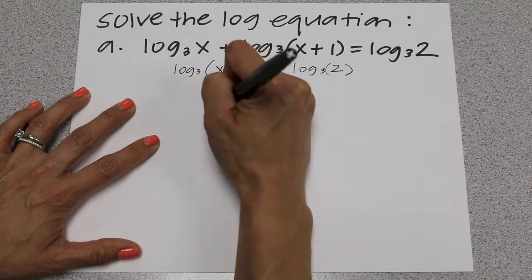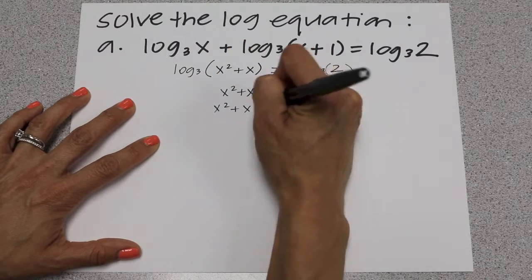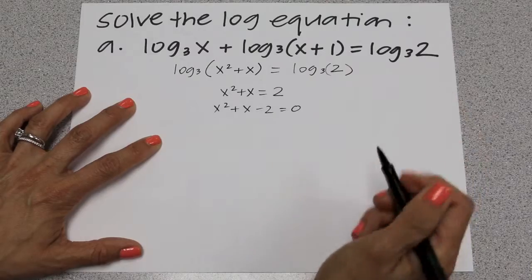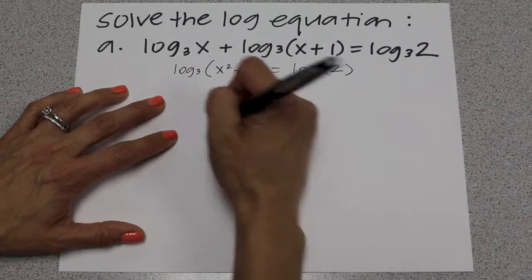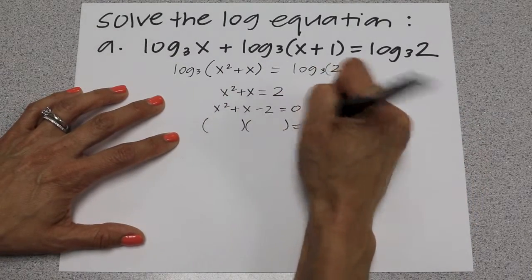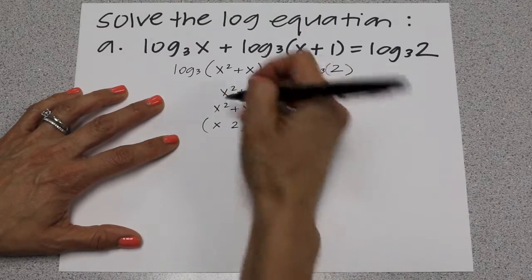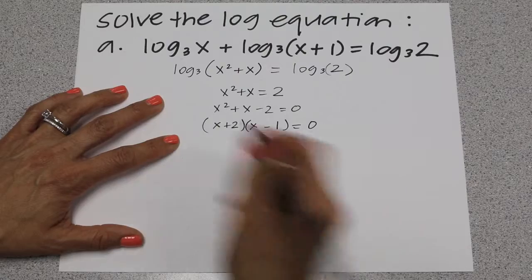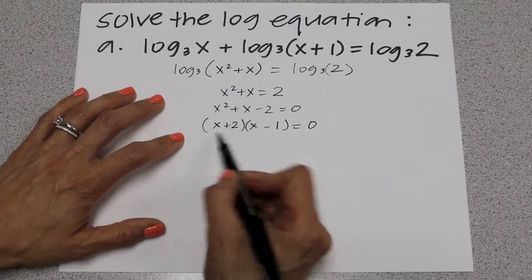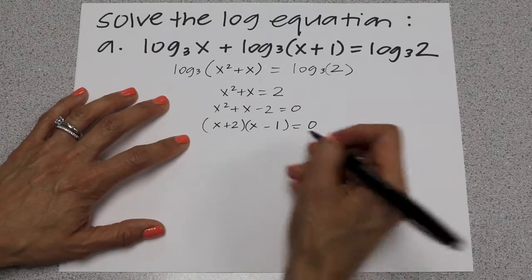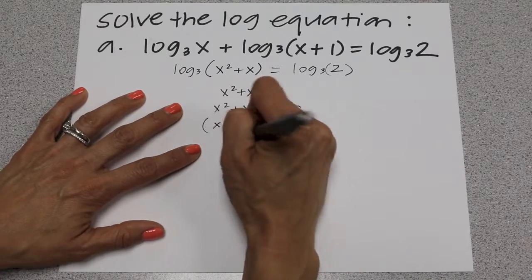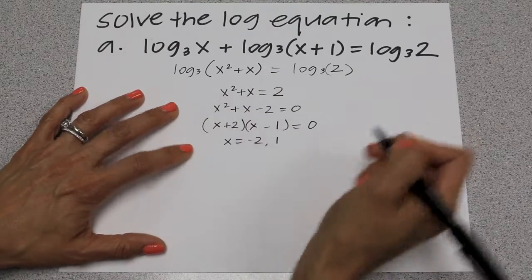So let's subtract that 2 over, set the quadratic equation equal to 0, and factor this. So we get x and x. 2 times 1 is 2. Let's go positive, negative, and all right. So applying the zero product property, you're going to set both of these equal to 0, and what happens is you get negative 2 and positive 1.